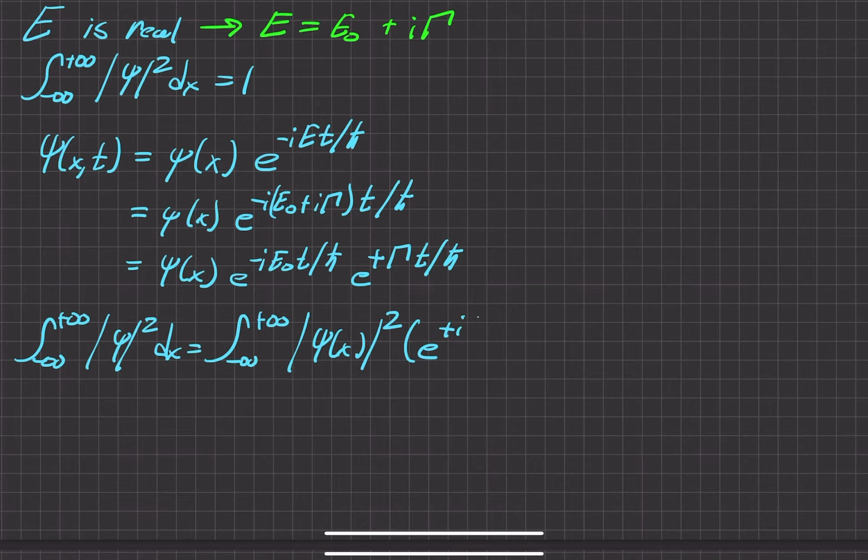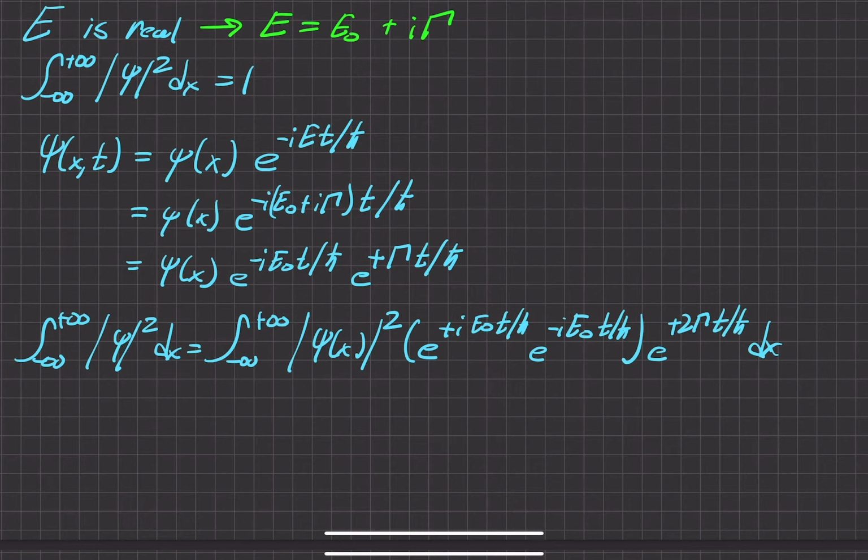So it'll be positive i E naught t over h bar times our original complex exponential. So that does it for that one there. Now we do it for this one. When we take the modulus squared of this, that one doesn't have any fancy i's or anything in it, so it's just going to end up being e to the 2 times gamma t over h bar, and this is all over dx, right?